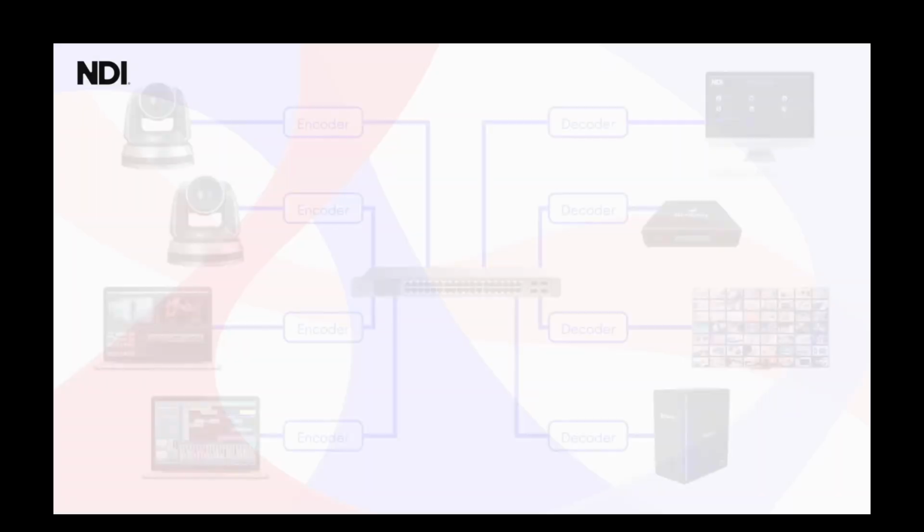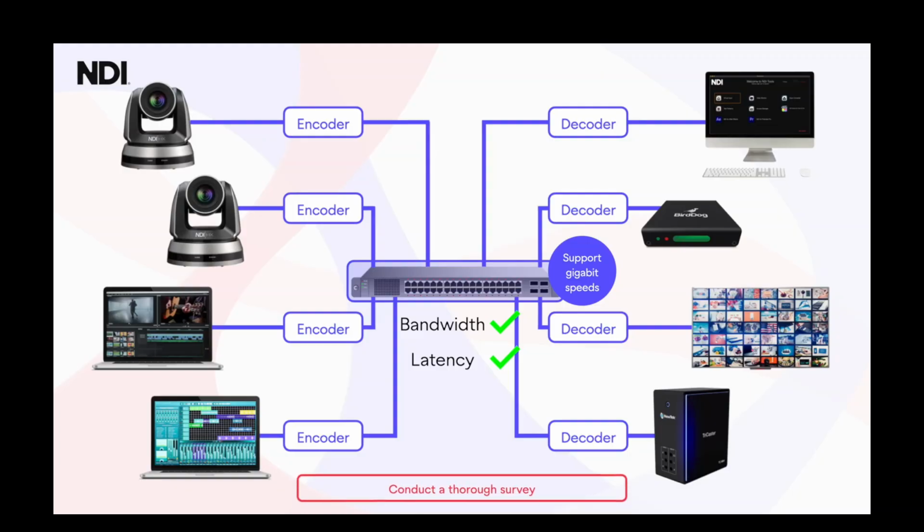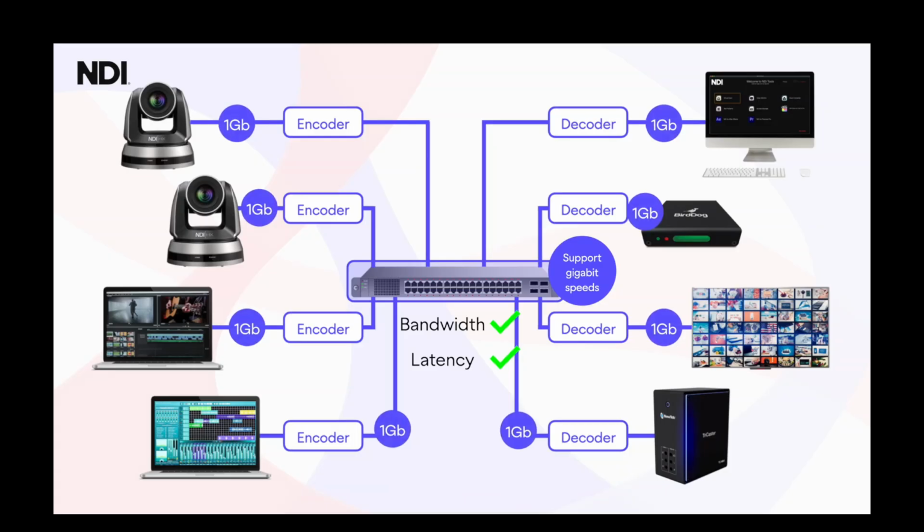Creating an NDI production workflow involves several key steps. Firstly, ensure you have a robust network infrastructure in place which can support the bandwidth and latency parameters required for the high-quality video. This may include upgrading your Ethernet switches and routers to support gigabit speeds and optimizing your network layout to minimize latency. As with any existing infrastructure, it's crucial to ensure that it's in good shape first by conducting a thorough survey to ensure each link is capable of at least 1 gigabit performance.